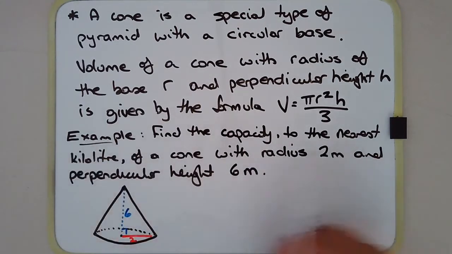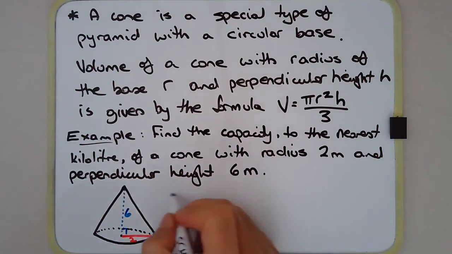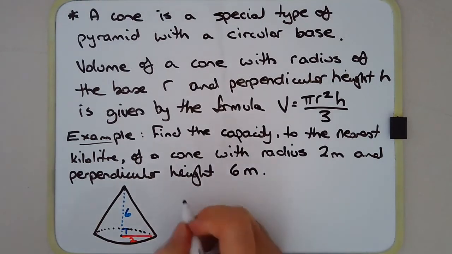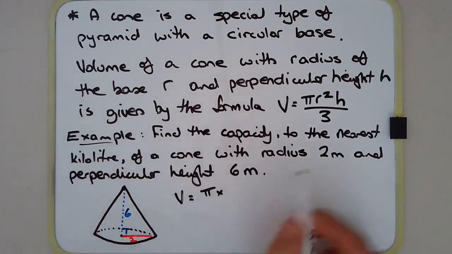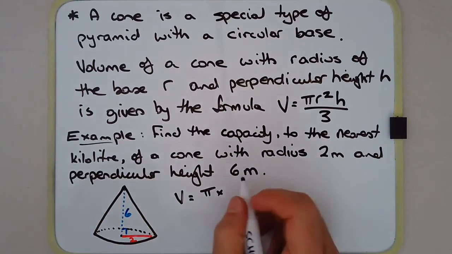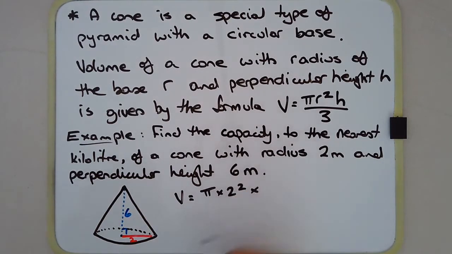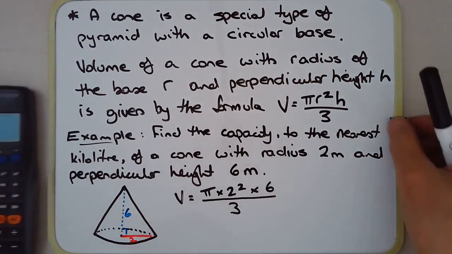Find the capacity to the nearest kiloliter, of course I have to throw capacity in the mix, of a cone with radius 2 meters and perpendicular height 6 meters. So I'm just going to apply the formula directly here. So volume is equal to pi r squared H over 3. So pi, now radius is already given. If it's diameter, we need to halve it, but the radius is already given. So pi times 2 squared times height, which is 6, and we're going to divide that by 3. If you wanted to work out the area of the base separately, you can. I've just worked it all out at once, and I think that's easy enough to do.